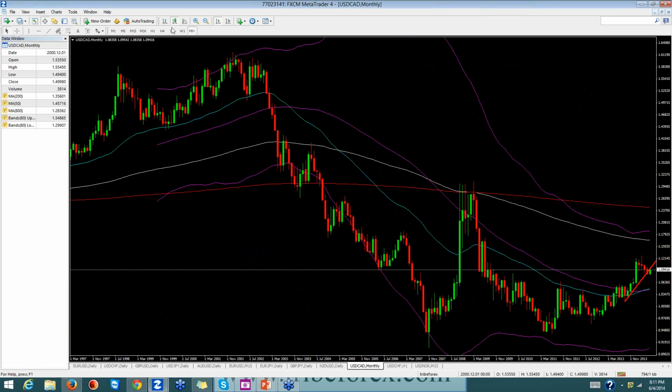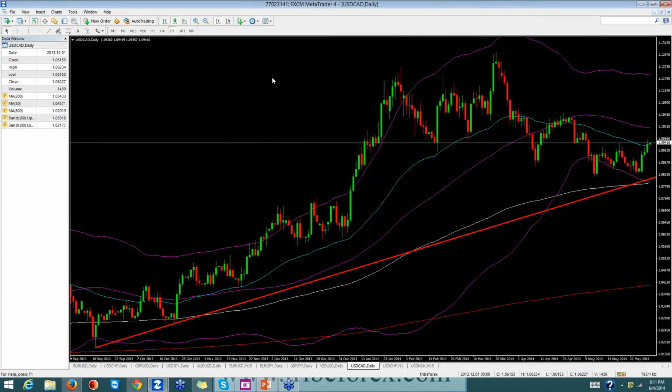And on the dollar CAD, I'm calling a buy here, looking for a buy on the dollar CAD. We broke the 50 MA. Could see price go up to the Bollinger here or just vacillate in between. And that's all I've got.